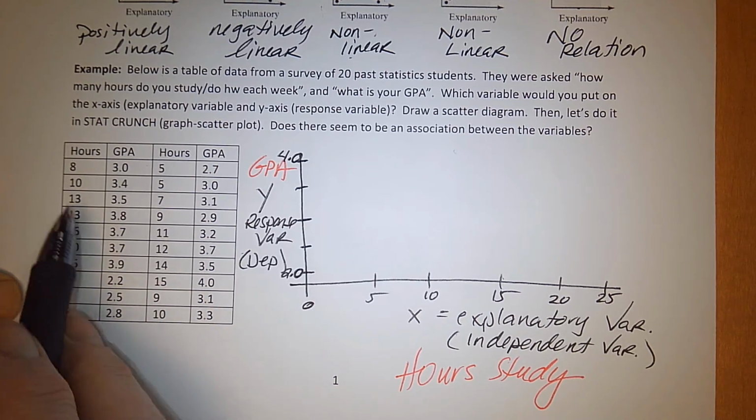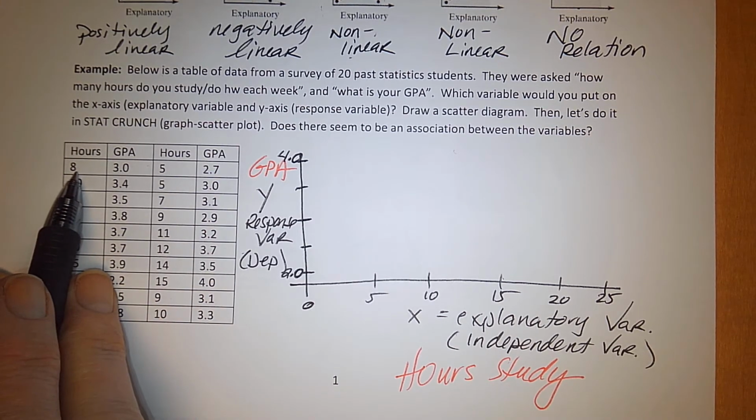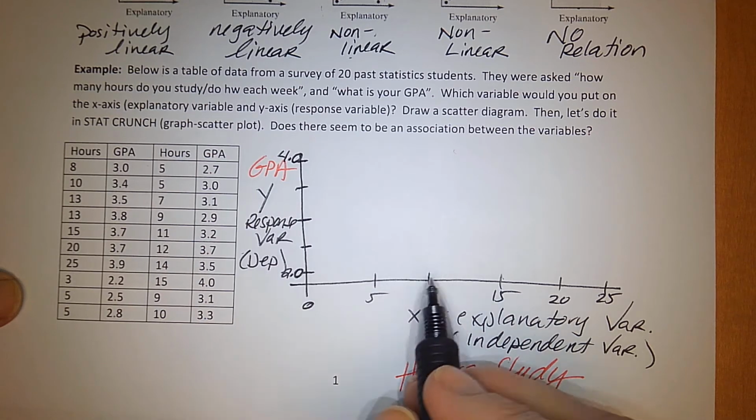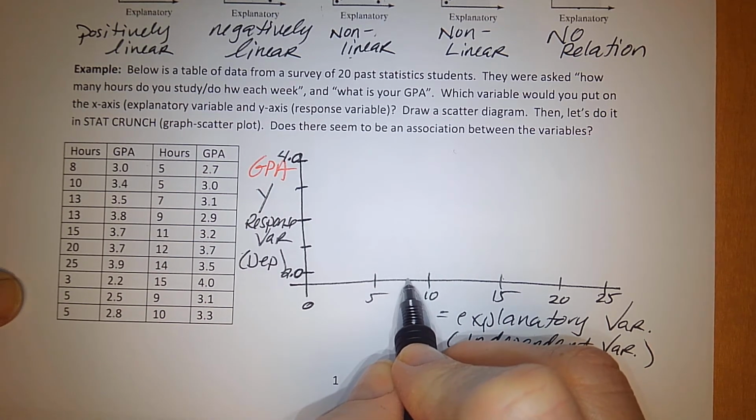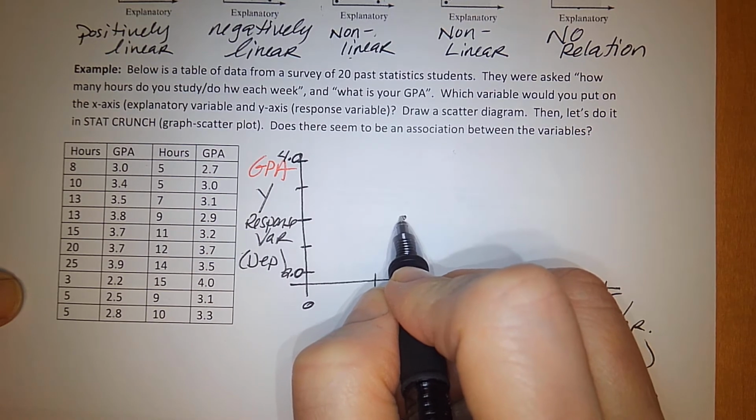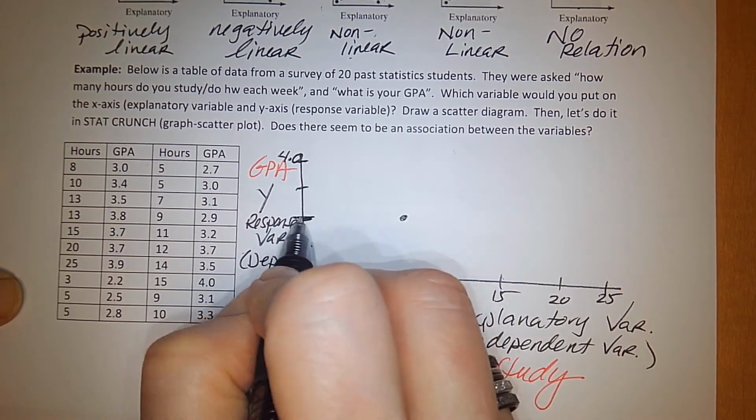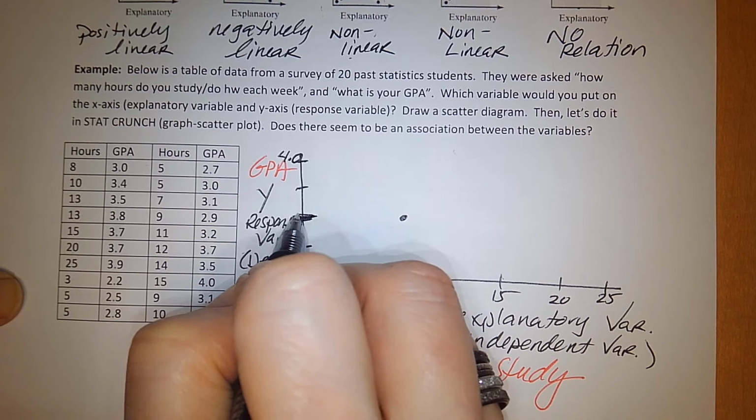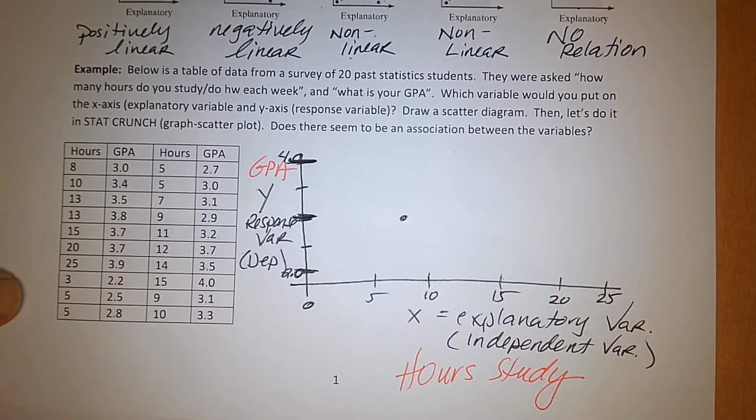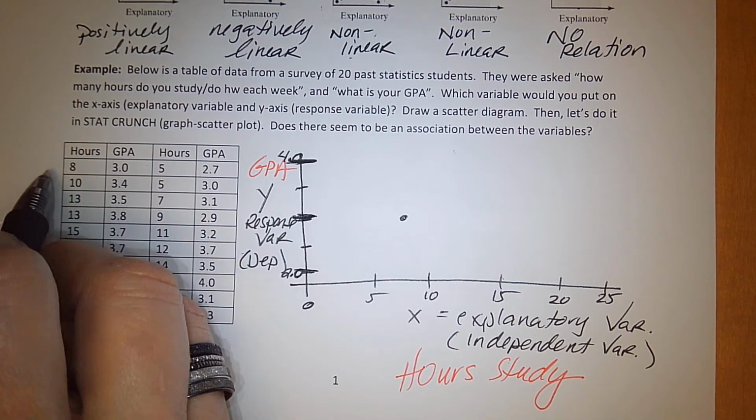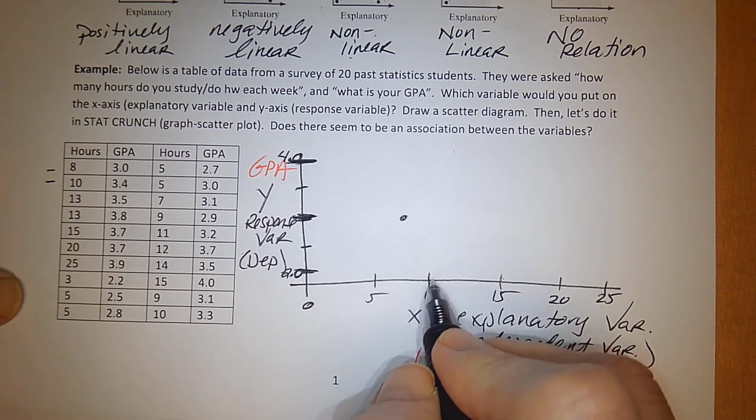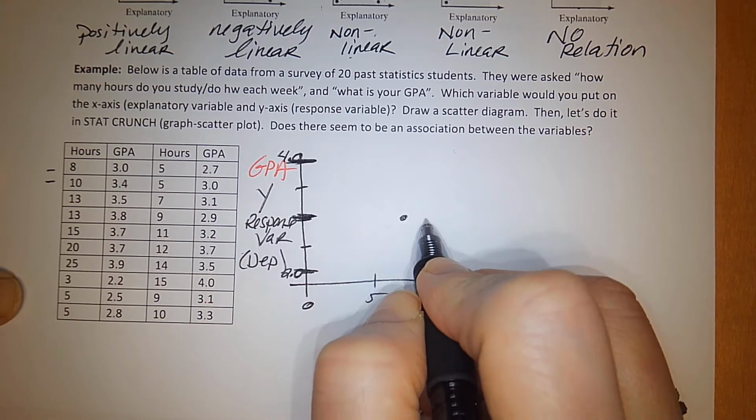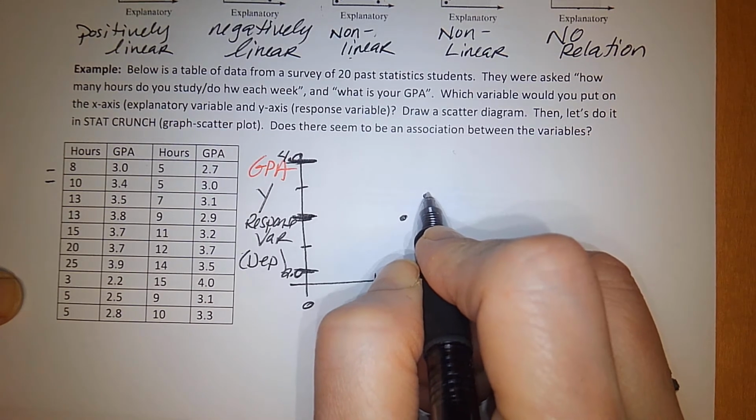You can see that for this person that studied 8 hours, their GPA was a 3.0. So somebody that studied 8 hours, their GPA was a 3.0, which is right here. This is 3.0. So we have 2, 3, and 4. Let's do the next one. Somebody that studied 10 hours, their GPA was a 3.4. So 10 hours, their GPA was a 3.4.